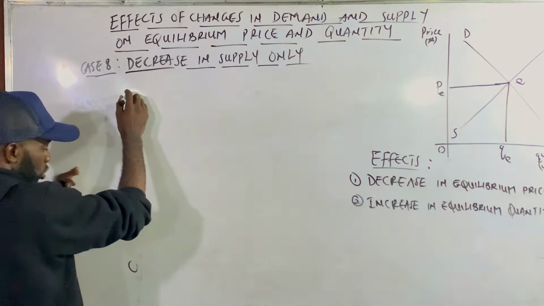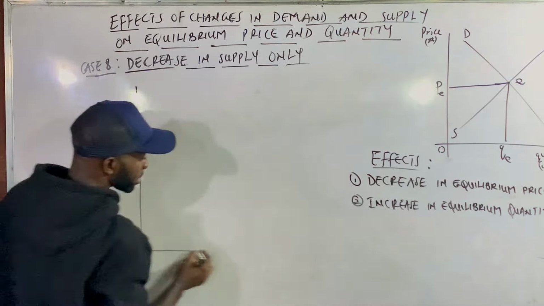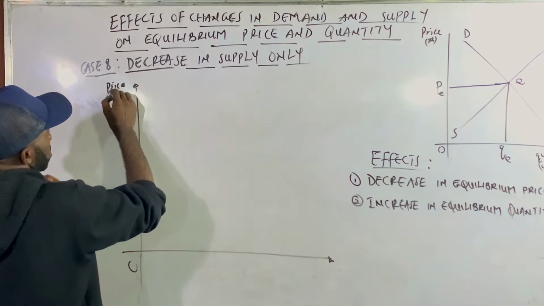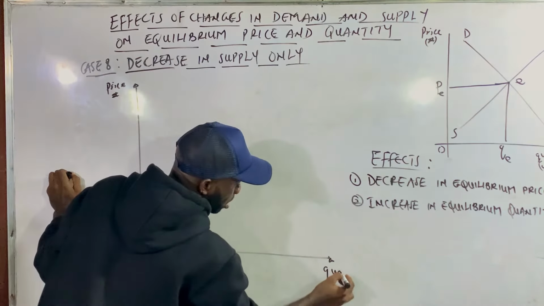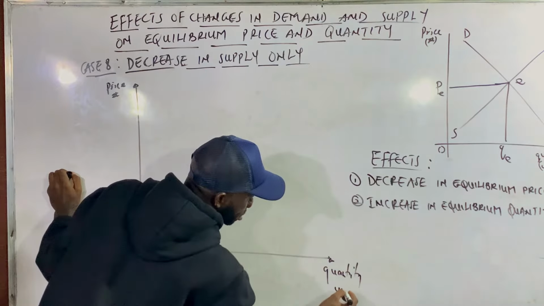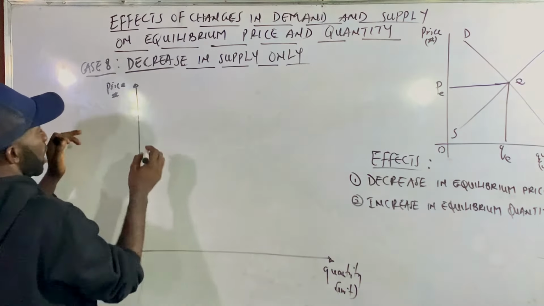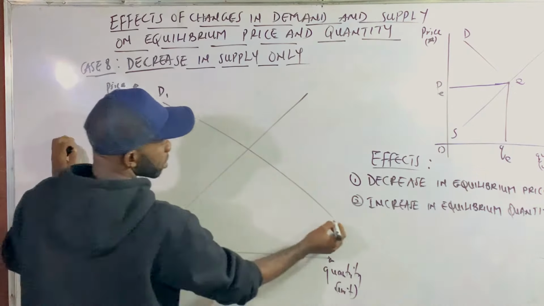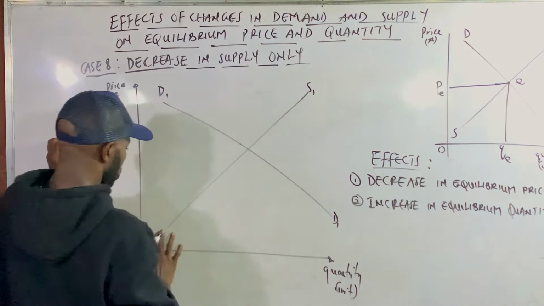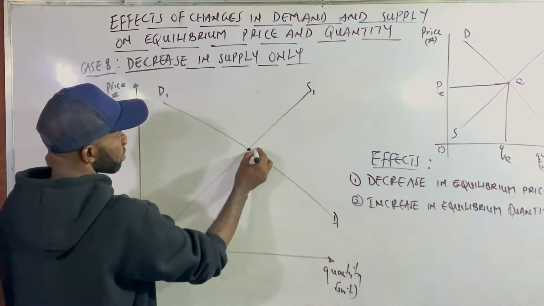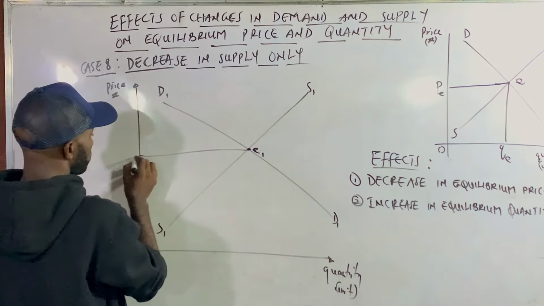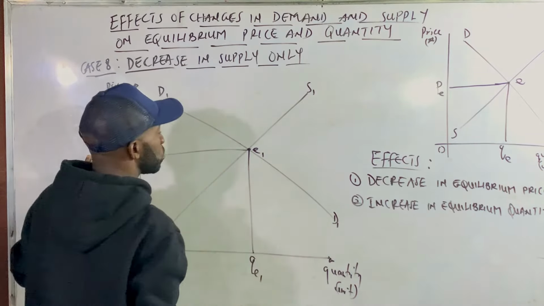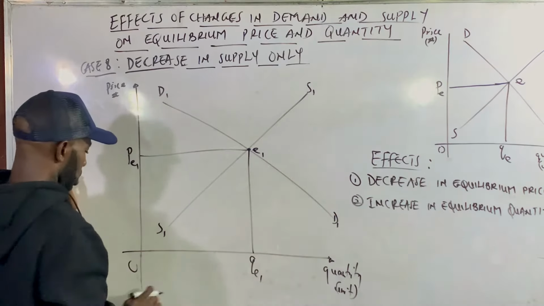This time in my instruction, I have my price, my quantity, price in naira, quantity in units again. Re-establish the equilibrium point. This is for D1, and this is for S1. The point of intersection gives us our equilibrium point. Trace it to the price axis, you have equilibrium price 1 and then equilibrium quantity 1 on the quantity line.